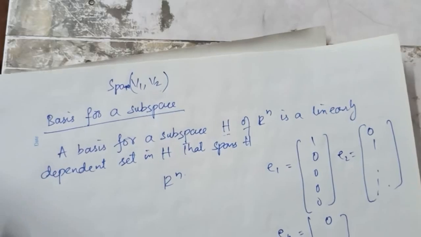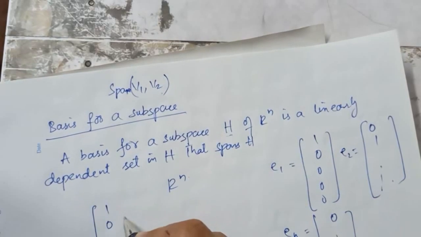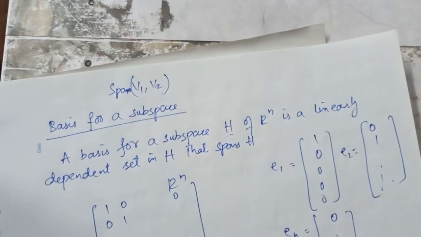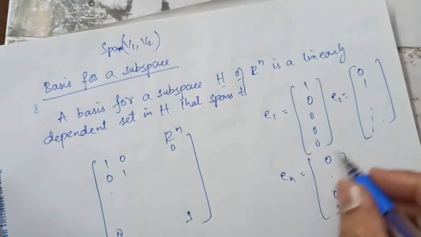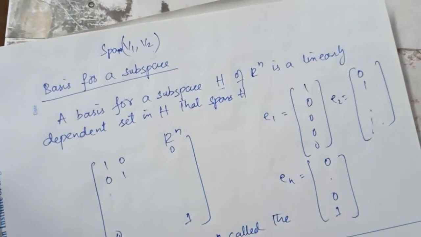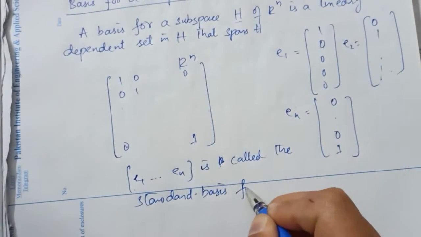One such example I have shown you already is an identity matrix, because if it is an identity matrix, that can form the basis of a subspace. So we can say that in this scenario the set e1 up to en is called the standard basis for Rn.